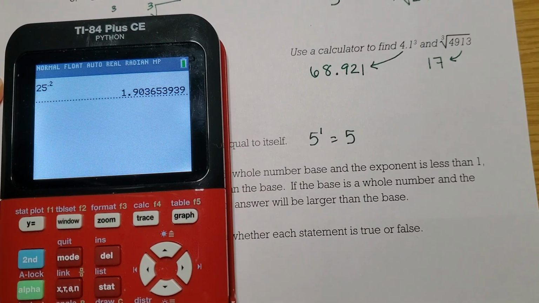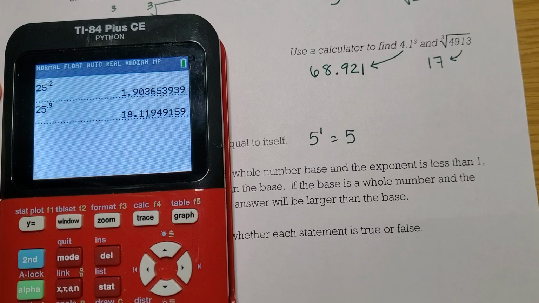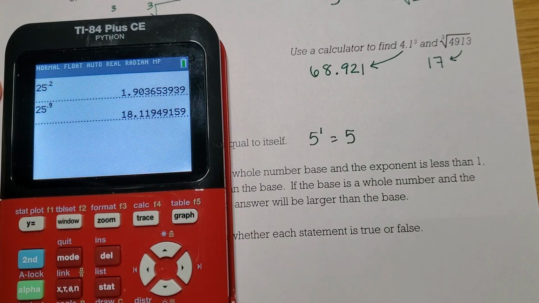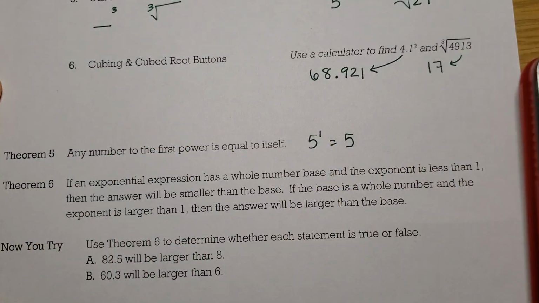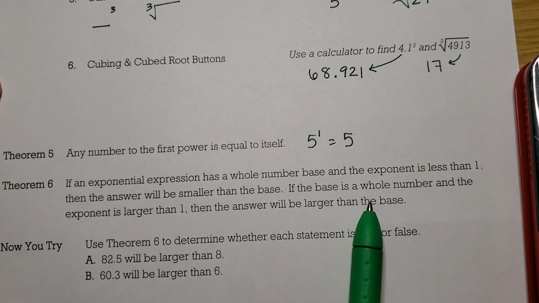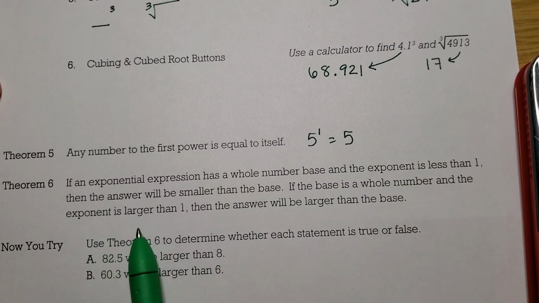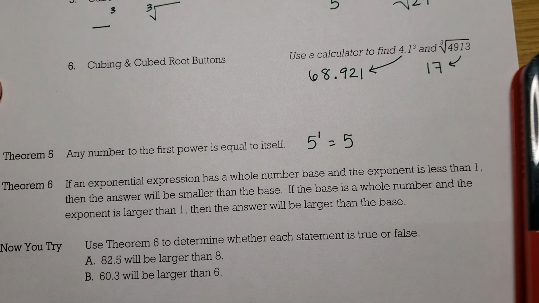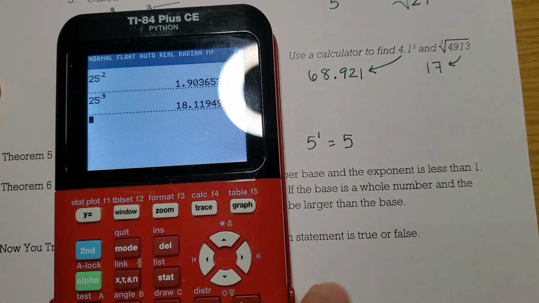Look at that, I did: 1.9. Let's try 25 to the 0.9 power. Still smaller than 25, 18 point something. So if the exponent is smaller than 1, my answer is going to be smaller than the base. If the base is a whole number and the exponent is larger than 1, the answer is going to be larger than the base. So let's try that out again.